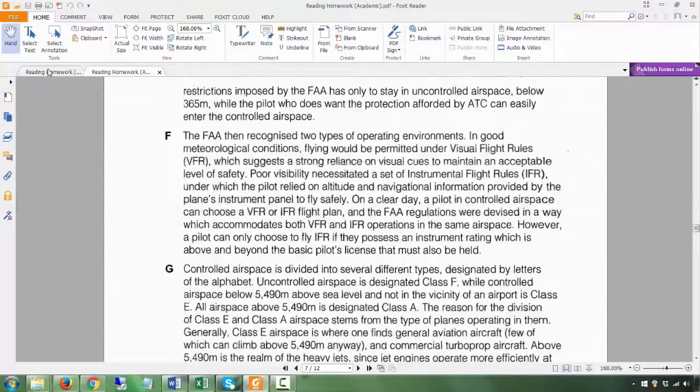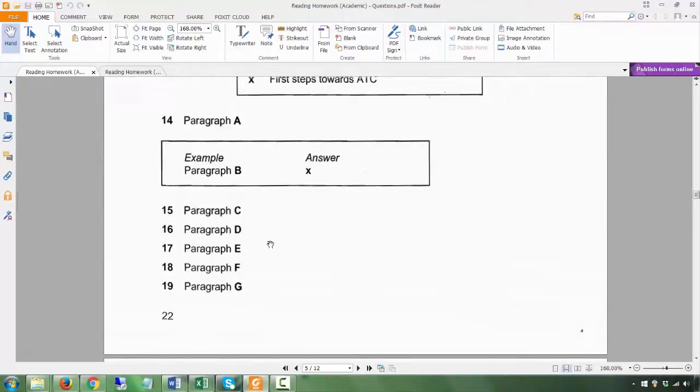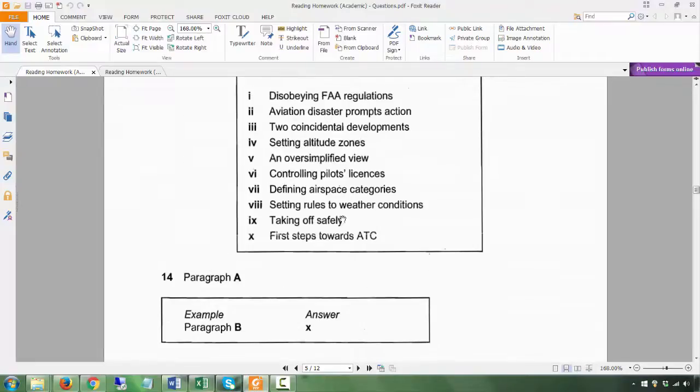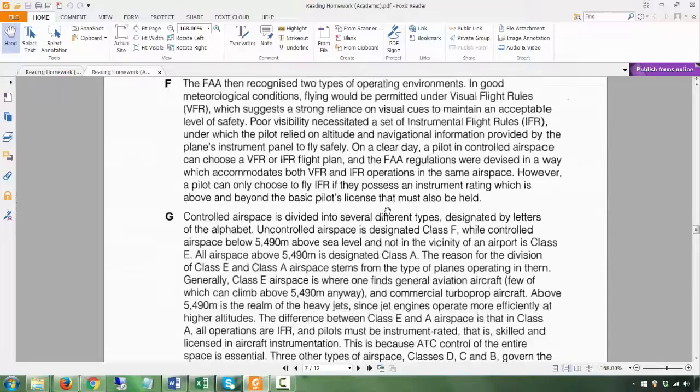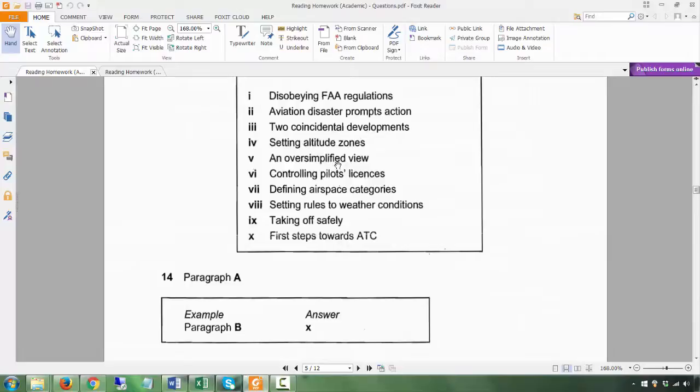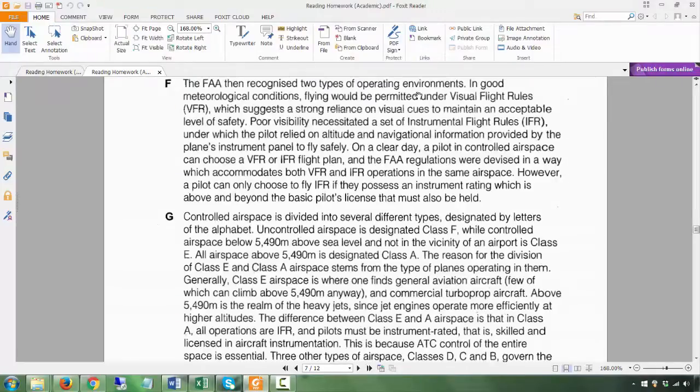That's paragraph E. So paragraph F, the answer would be 8. Setting rules to weather conditions. All right. So rules to weather conditions. So does it talk about weather condition? Meteorological conditions. Weather. Okay, that's the synonym for weather. Okay, whether it's rainy, whether it's sunny, etc., whether it's clear, whether it's not clear.